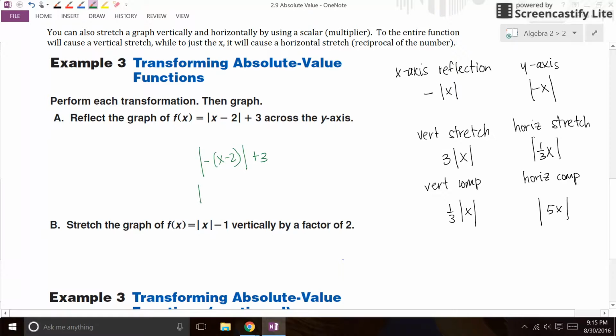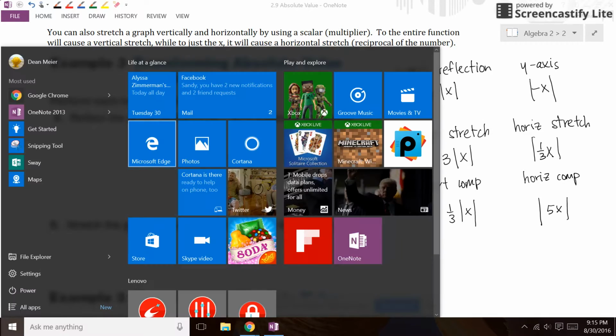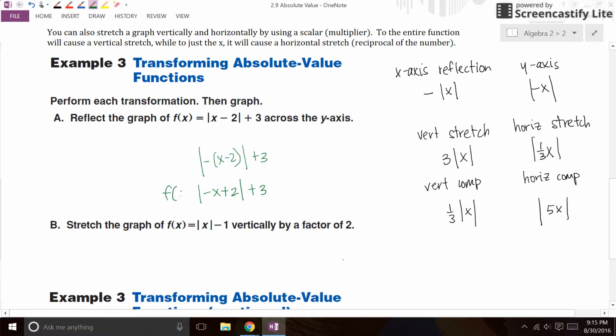You could make it look a little prettier, I guess, like -x plus 2. But you have now reflected the graph across the y-axis. And that will be you reflecting it over there. And it also brings up a good point that I want to mention: if you look right here, some kids might see that +2.